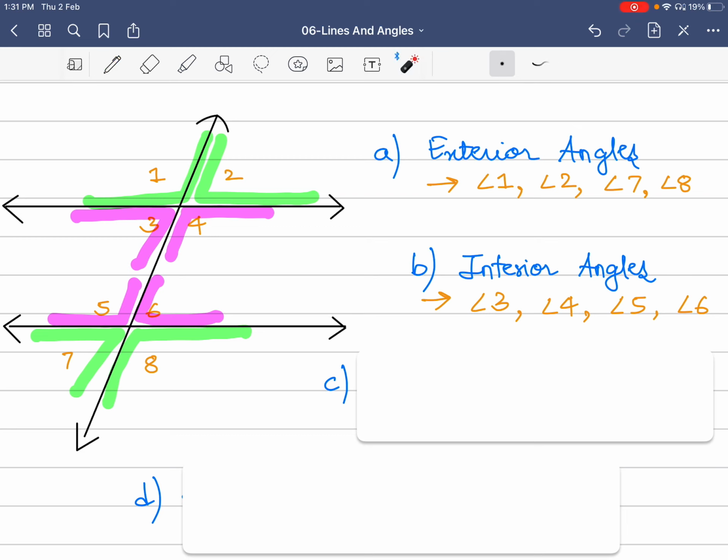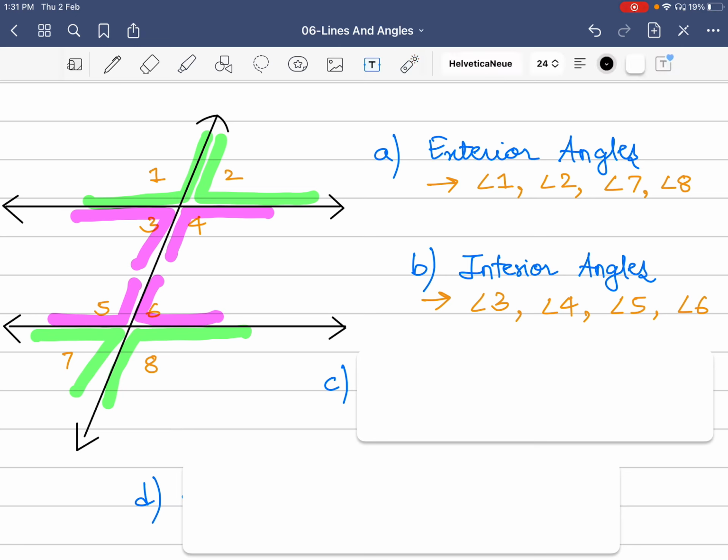Why are they called exterior and interior? You can be a little bit intuitive about the nomenclature. This is called exterior because they are outside. They're facing the outside of these two parallel lines. And you can see these 4 angles, they are stuck inside these closed boundaries. These 3, 4, 5, 6 are located inside. So interior and exterior angles are just the names given to these angles to refer to them in our future discussions.